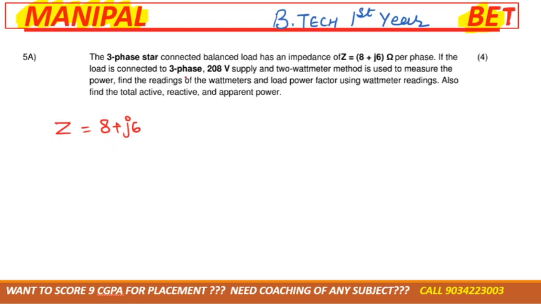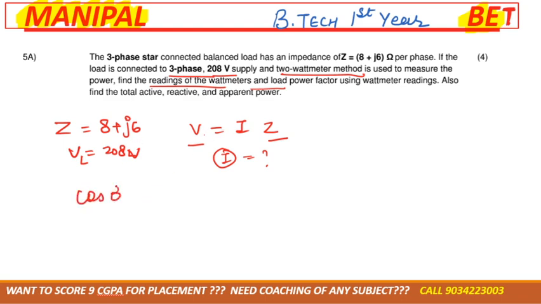The load is connected to this voltage, with 2 wattmeter method. So Z is known, we can get I, and V is known, Z is known, we get cos phi by Z. Z is 8 plus j6, right? Sorry. Find the readings of the wattmeter.